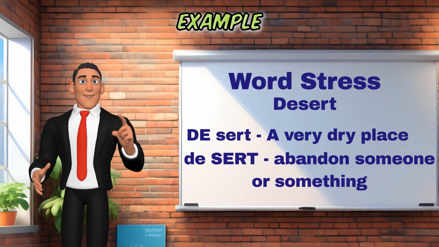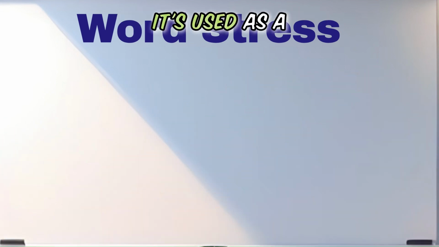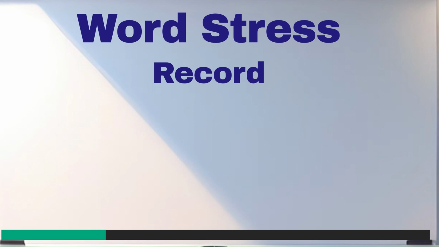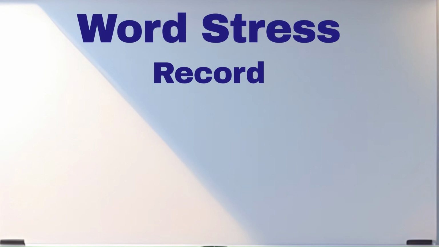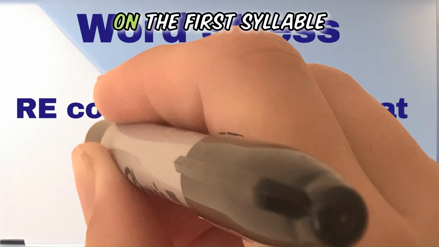Let's look at another example. This word has many meanings, so I'm looking for the stress when it's used as a noun and again when it's used as a verb. I'll give you a little time to think. Can you tell me the meaning of this word as a noun and as a verb? A piece of information that is written down is a record. I hope you got that one, and I hope you could hear that the stress was on the first syllable.